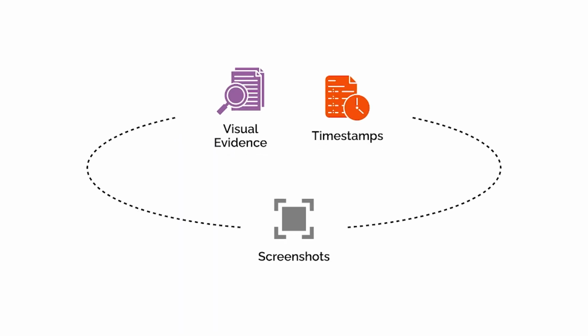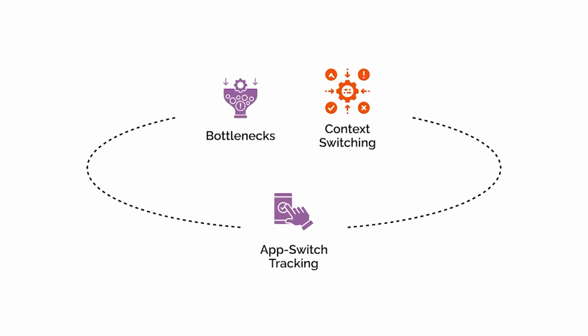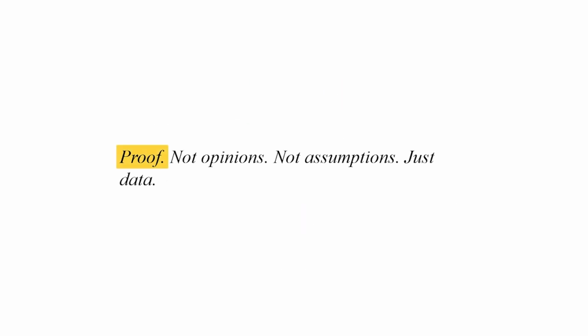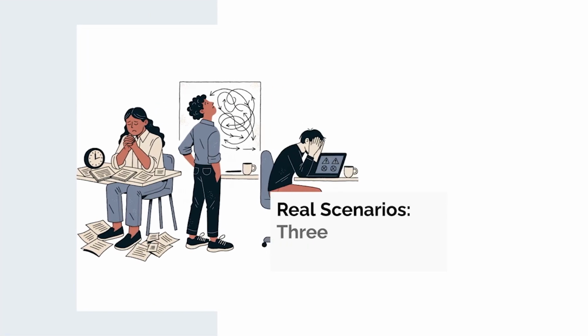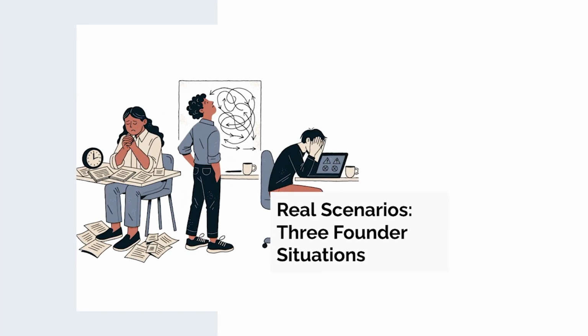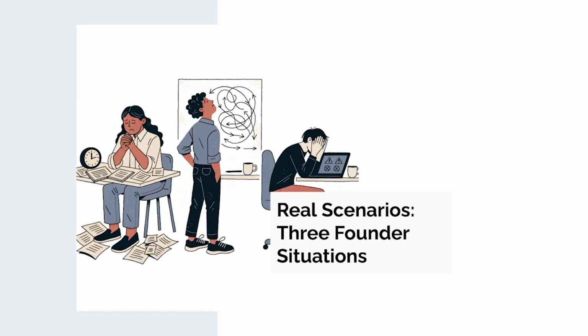Screenshots give you a time-stamped visual record, clear, verifiable evidence of exactly what was worked on. App switch tracking reveals the flow, where bottlenecks formed, where context switching slowed things down. Proof, not opinions, not assumptions, just data. That's what the complete SuperC dashboard delivers. Now, let's see these tools in action across three real situations that founders actually face.